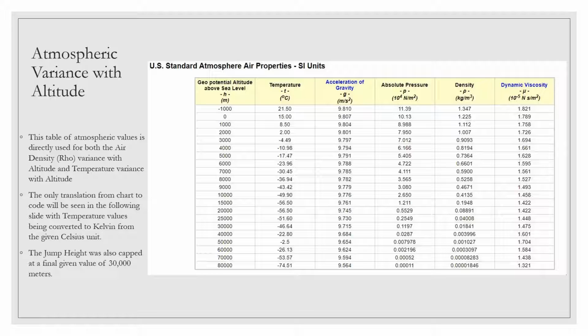I was able to find a chart that represented the U.S. Standard Atmosphere Air Properties in SI units online. This table of atmospheric values is directly used for both the air density, rho, variance with altitude and temperature variance with altitude. The only translation from chart to code will be seen in the following slide, with temperature values being converted to Kelvin from the given Celsius unit. The height jump was also capped at a given value of 30,000 meters.